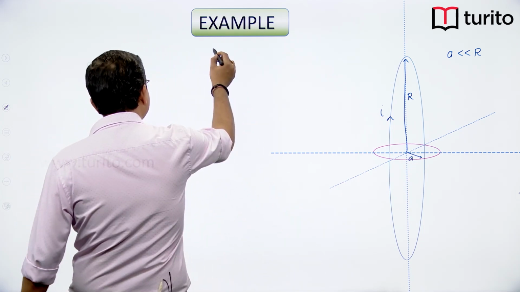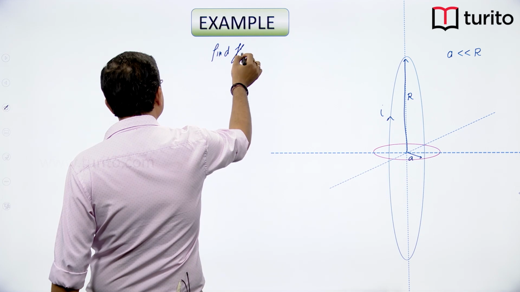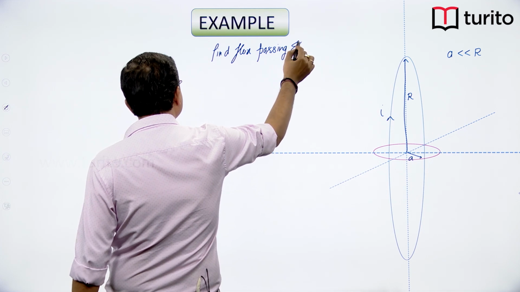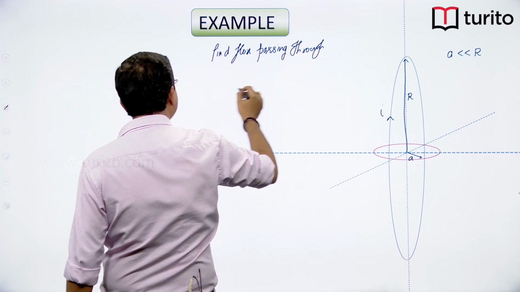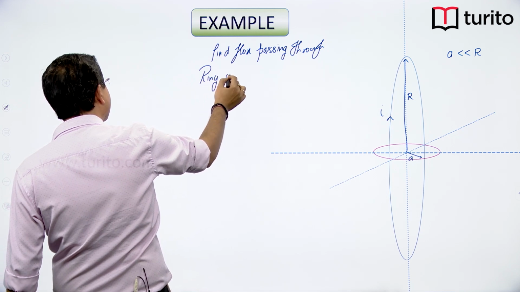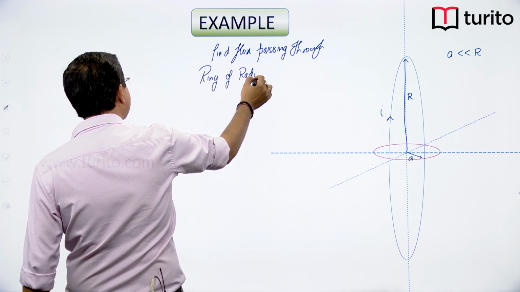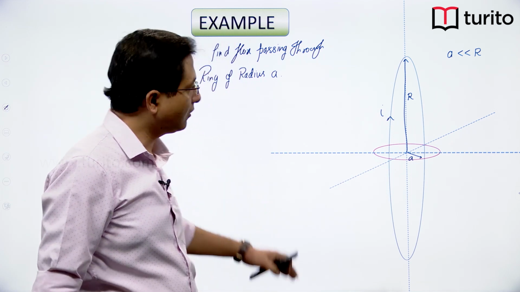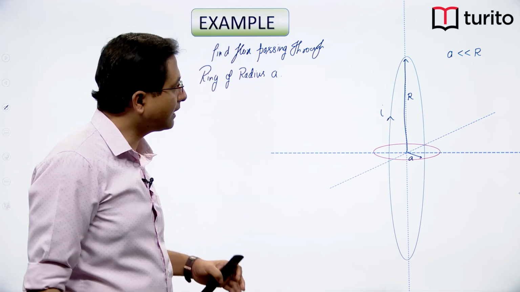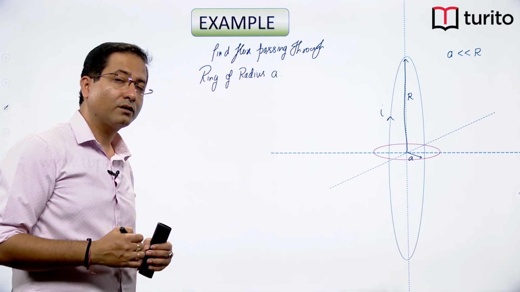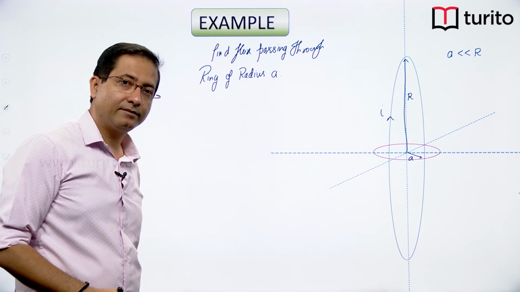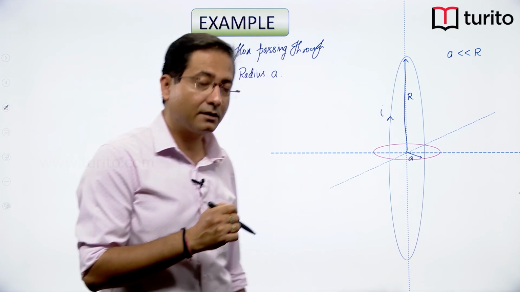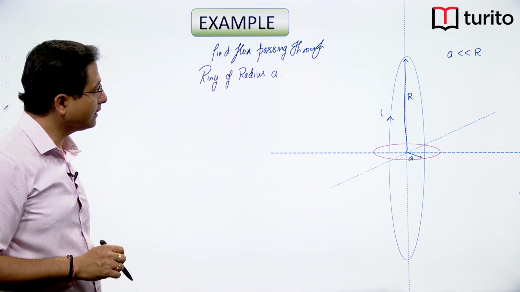So question is, find flux passing through ring of radius A. Okay, how much is the flux passing through this one? So for that, if we know the magnetic field pattern, we can easily decide. So first important thing is the magnetic field pattern, and that we have done in the last class, in the previous chapter, right?